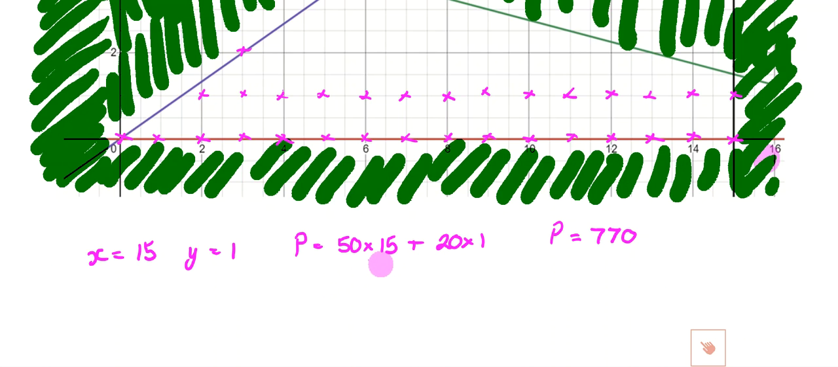So 50 lots of 15, well that's 50 lots of 10 and 50 lots of 5, yeah? What's 50 lots of 10? 500. 50 lots of 5? 5 times 5 is 25, with the 10, 250. So that's 750, but 20 lots of 1 is plus 20, which does make 770. I agree with 770. Right? So we think this. Now what we should do is just check.